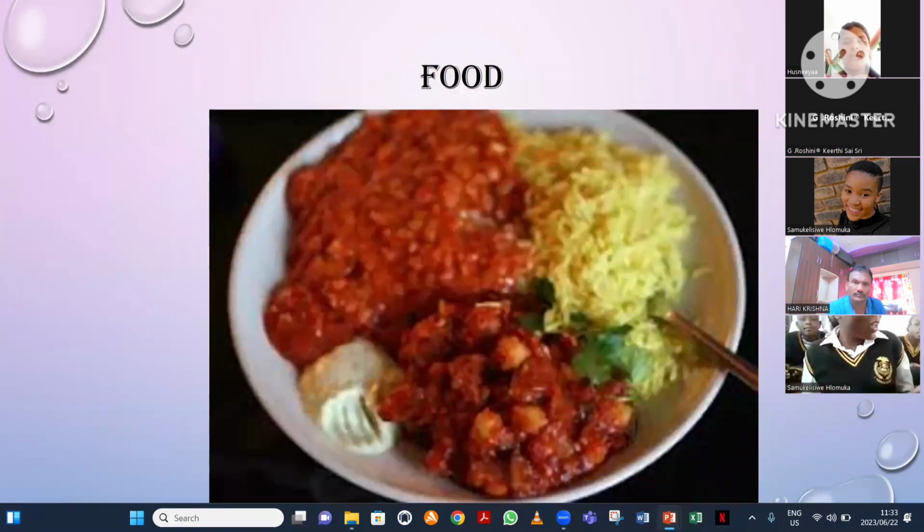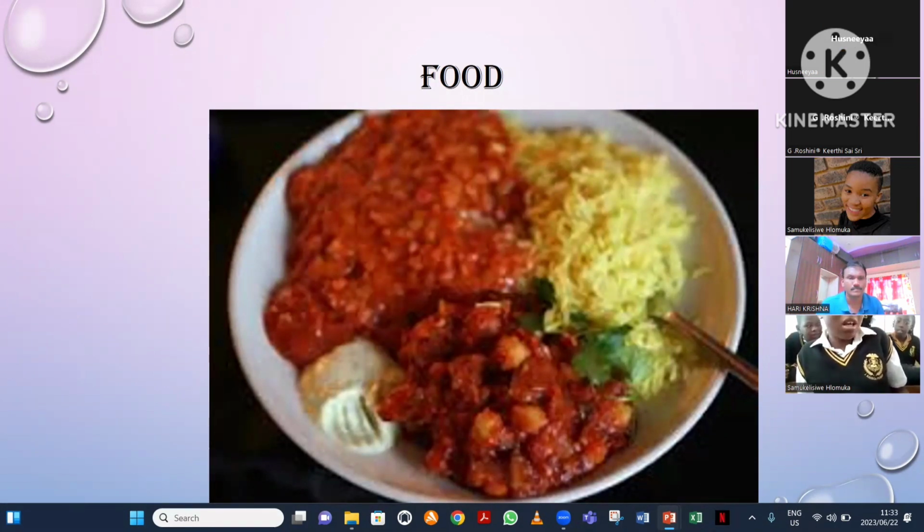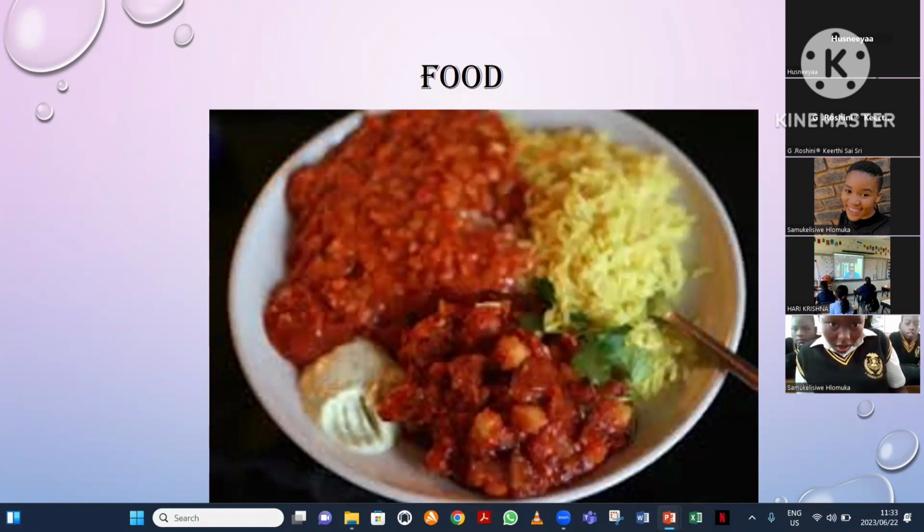Hi, my name is Kumuza Koza. Well, as you can see, this is traditional food. We only eat it on occasions. This is rice and salad.